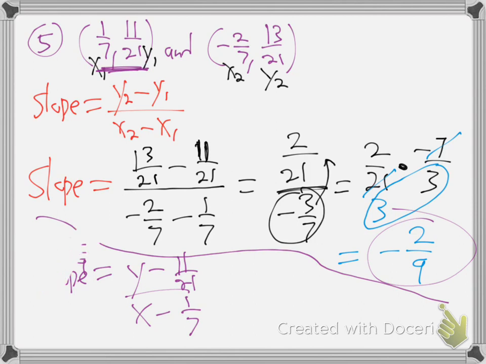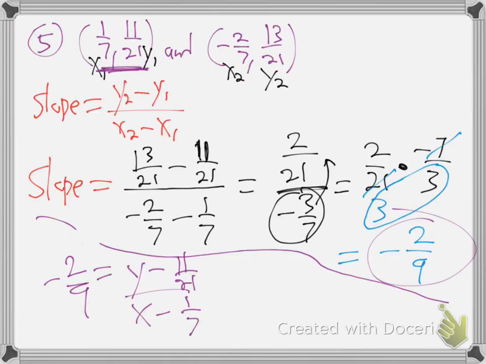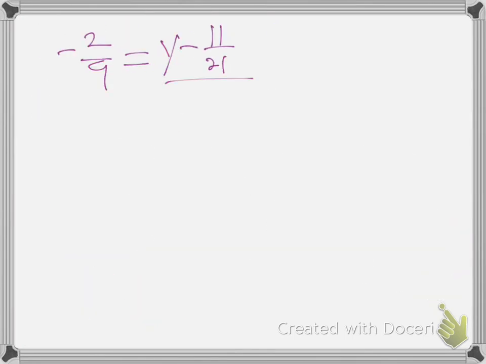So get rid of this slope. It's just going to be minus 2/9. So I'll go to a fresh screen. Minus 2/9 equals y minus 11/21 over x minus 1/7. Like that. Okay, and now we go diagonal, cross multiply. It's kind of a terrible problem.